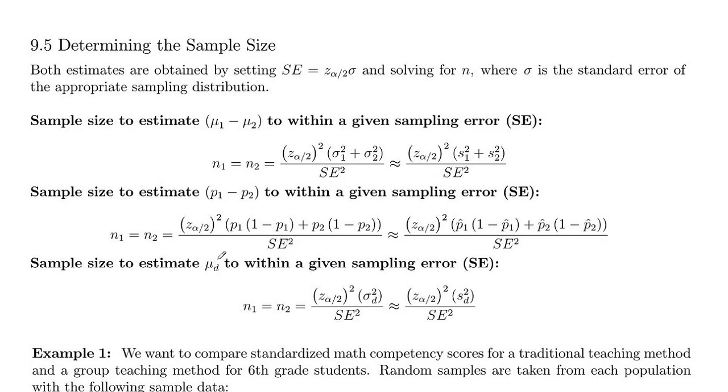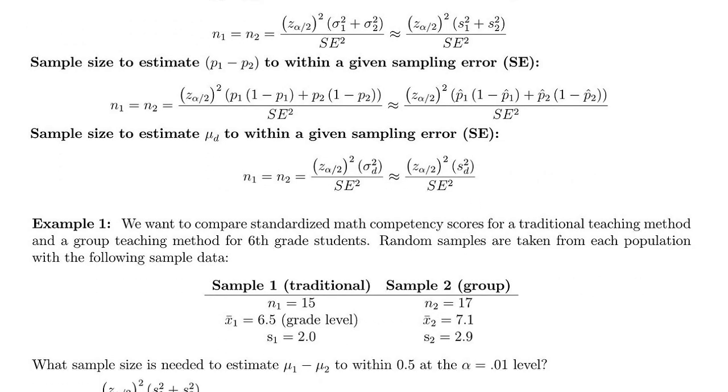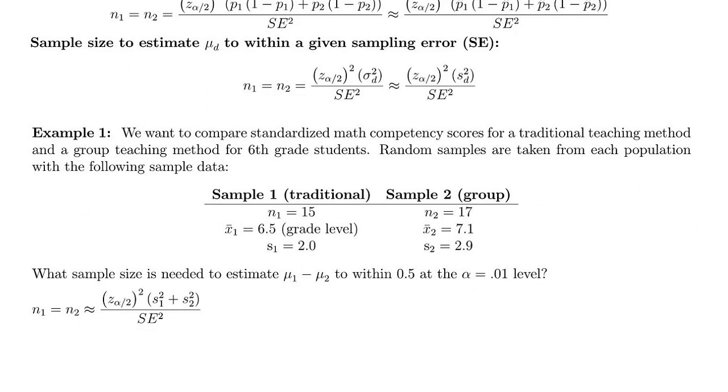And then to estimate the sample size for a mean difference to within a given sampling error, the two sample sizes will be Z alpha over 2 squared, sigma of the difference squared, over SE squared. And usually, again, we don't know sigma, so we substitute S, the sample standard deviation. So really, this section is just deciding which formula to use and then plugging in. A little plug and chug here.